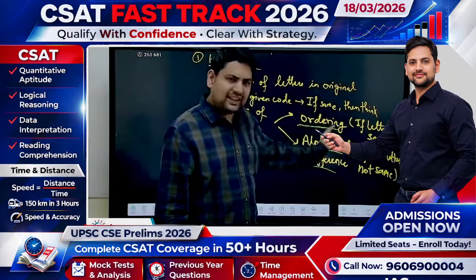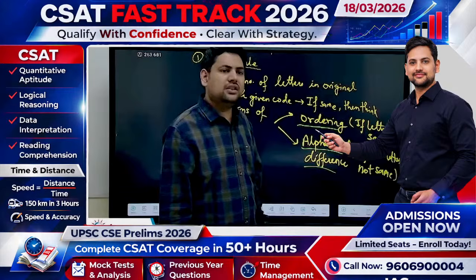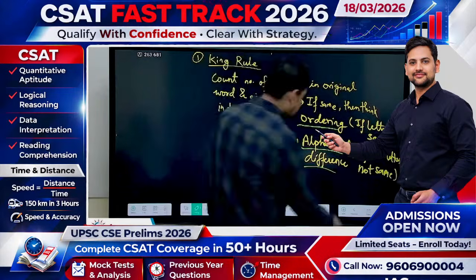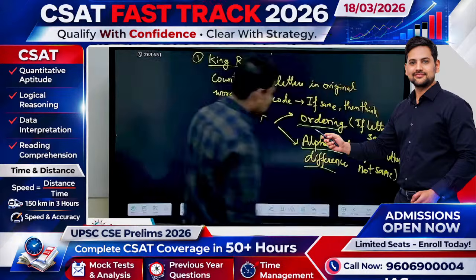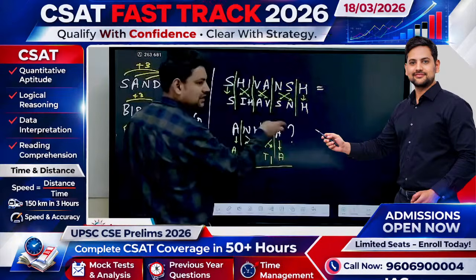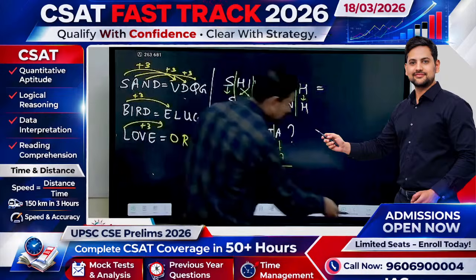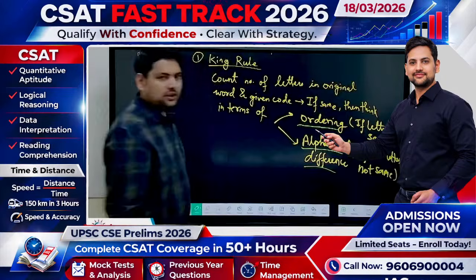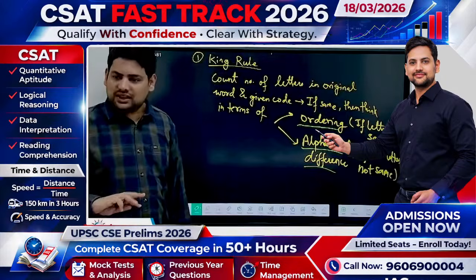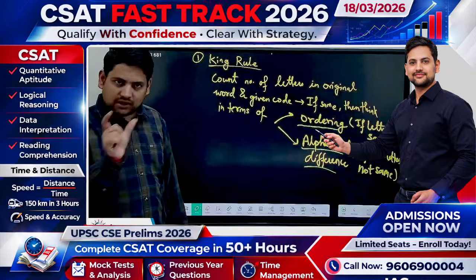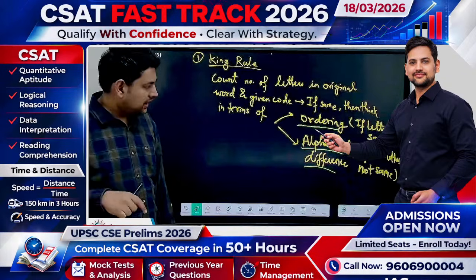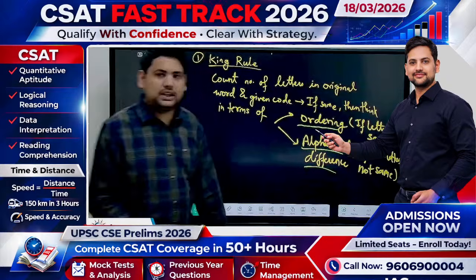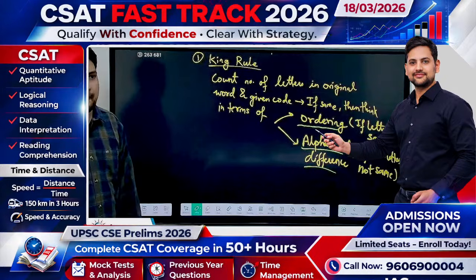Ordering is when the letters are exactly the same, like we had in Shivansh and Ankita's question. In this question, you could see that we had the exact same letters, just rearranged. So you can think of ordering. And if the same letters are not there, but the number of letters in each word and code is the same, then you can think of alphabetical difference. Okay.